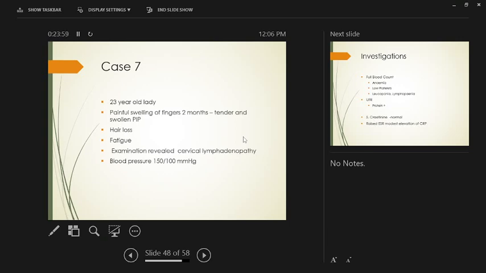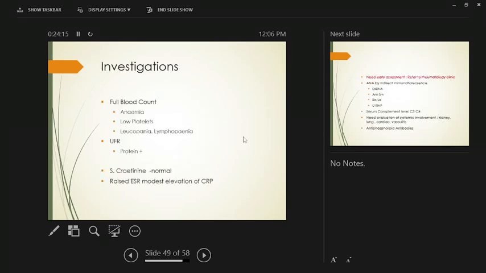So the next case is a 23-year-old lady who presents with painful swelling of fingers for 2 months duration, and we find that there are tender and swollen proximal interphalangeal joints. She also has hair loss and fatigue. Examination reveals cervical lymphadenopathy, and blood pressure is 150 by 100.